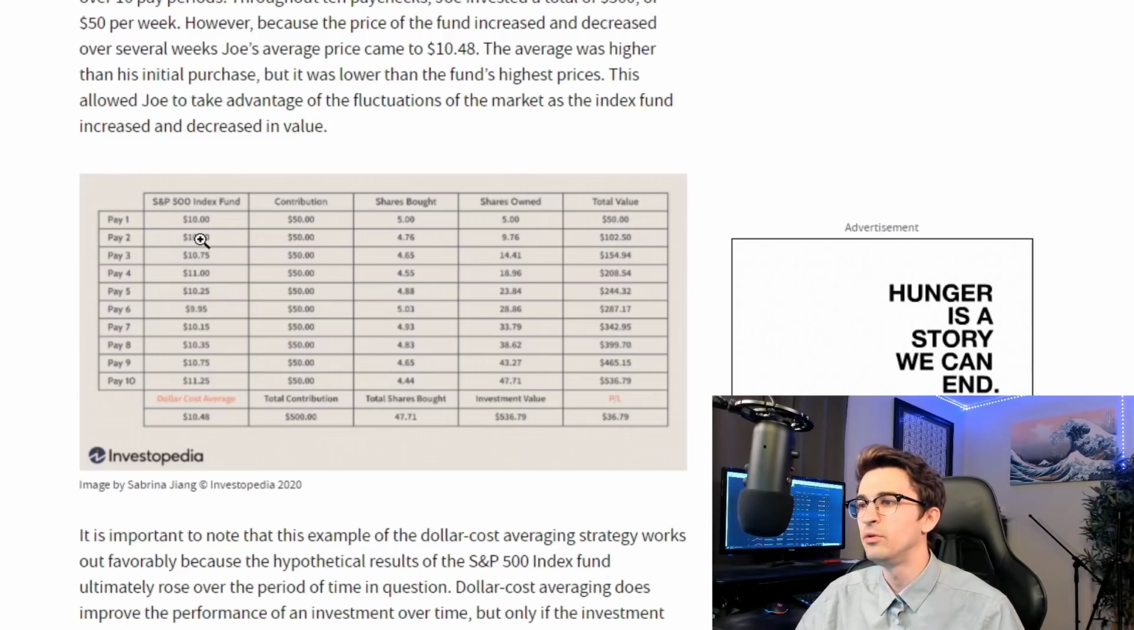So payday 2 weeks later, the S&P 500 has gone up 5%. Each share is now worth $10.50, and you're still putting in the same $50, and you're going to get only 4.76 shares at this point. Shares owned, now you have 9.76. So obviously if you put that extra $50 the week before in your first paycheck, you would have actually got a slightly larger amount of shares. So this is why this doesn't work out well for investment opportunities that just gradually rise.